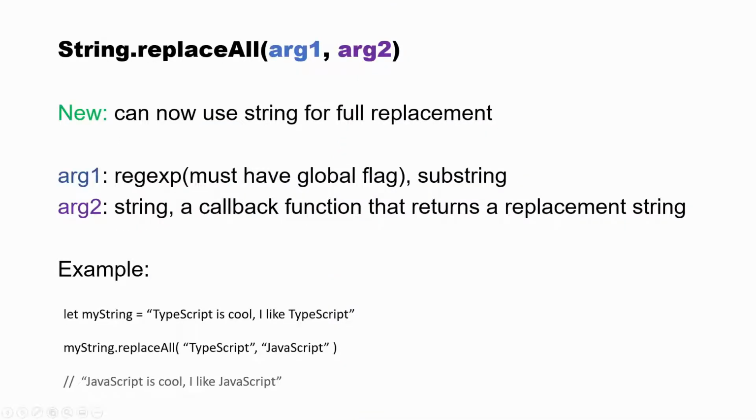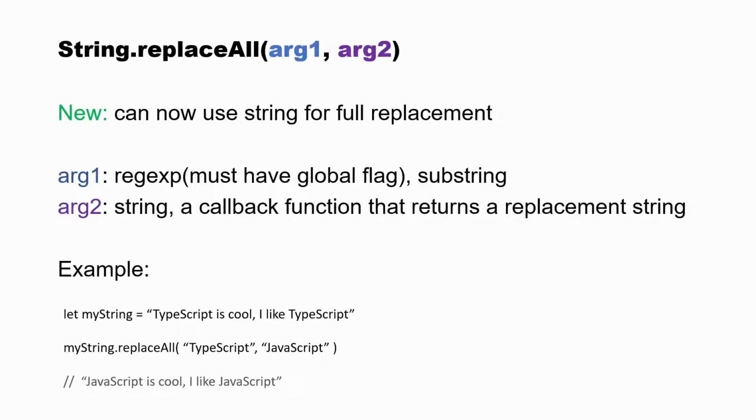Okay, so the first feature we're going to be looking at is the replaceAll method for the string. It's very similar to the replace method we used to be using. It also takes two arguments. The first argument is a regular expression or a string, and the second argument is a string or a callback function that returns a replacement string. What's new about this one is that you can use the first argument as a string for full replacement, meaning that all of the string that matches within the root string will be replaced with the second argument.